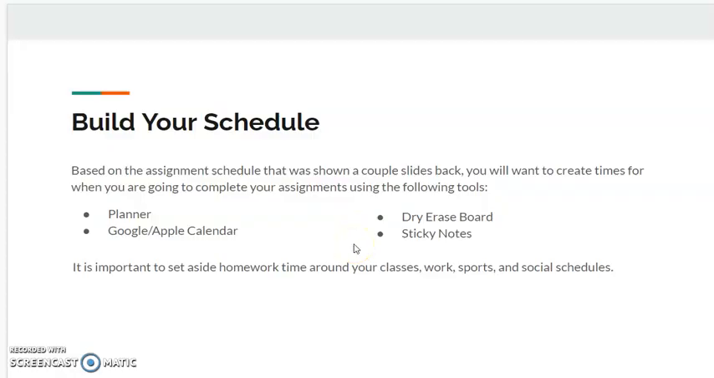Based on the assignment schedule that was shown to you a couple of slides back, you're going to want to create times for when you're actually going to be completing the assignments and doing the reading. You can use any one of these following tools, or some people even like to use a combination of tools: a day planner, your Google Calendar, a dry erase board or sticky notes, whatever works best for you.